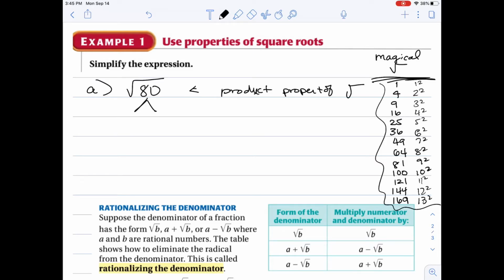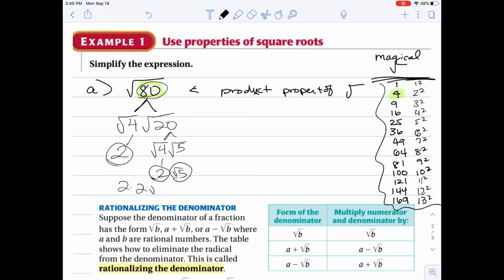If I were you, I'd put them in your notes somewhere that you can access them easily, quickly, highlight them, whatever. So basically, we want to see if in this magical number chart, is there anything that can work for 80? We always start with the lowest numbers first. I can pull out a 4. So if I pull out 4, the root of 4 times the root of 20 is equivalent to the root of 80. We know the root of 4 is just 2. And this 20 here can also be pulled out into a 4 and 5, which is also a 2. So we're left with 2 times 2 times the root of 5, which is just 4 times the root of 5.